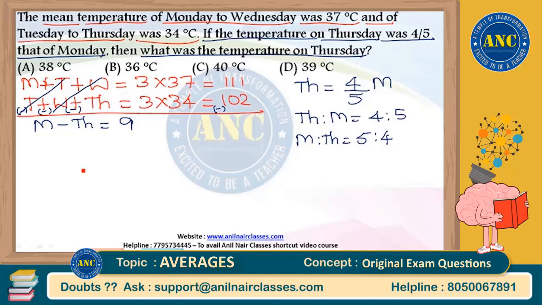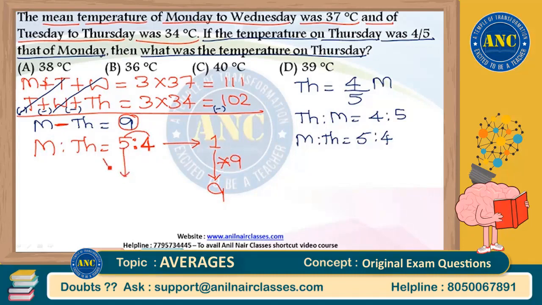Now everyone pay attention, sir. Monday is to Thursday, the ratio is 5:4. The meaning of this is, according to the ratio, Monday is 5 degrees centigrade, Thursday is 4 degrees centigrade. According to the question, Monday and Thursday they are subtracting. Here also subtract. According to the ratio, Monday minus Thursday is 5 minus 4, which is 1. According to the ratio, the difference is 1. According to the question, the difference is 9. 1 is becoming 9. Multiply by 9.